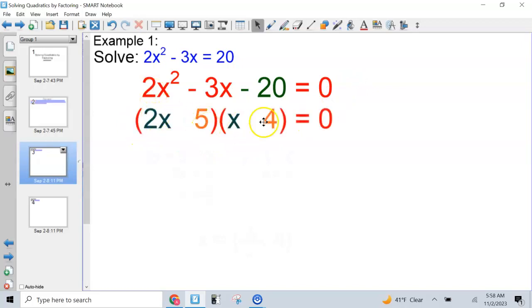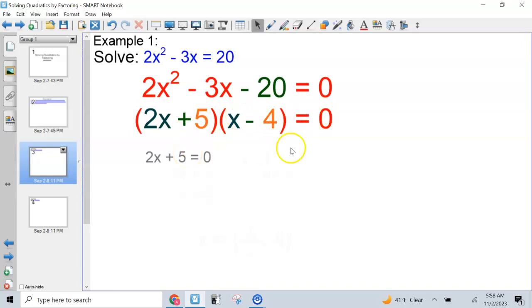For F, there's 2x and x. For L, it's 5 and 4. Can my outside and inside make 3? Outside is 8, inside is 5. Can 8 and 5 make 3? Yes. I need a negative 8 and a positive 5. Then check the sign of L. Positive times negative is negative. We're good. Now we said each multiplier equals 0 because this times that equals 0.